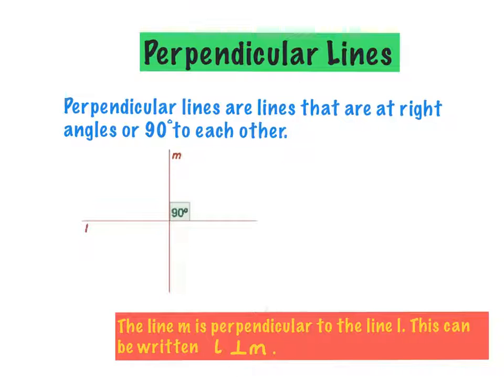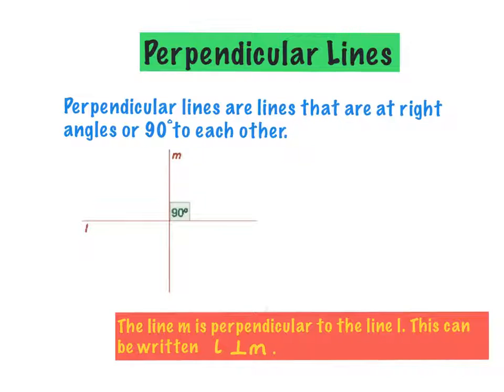So perpendicular lines are lines that are at right angles or 90 degrees to each other. So again, let's have a look at the picture. You have a line M that's going down like this, and then a line L that's going across. And we have an angle here of 90 degrees, or a right angle. And then because we have this right angle, we know that the line M and the line L are perpendicular. And it says here the line M is perpendicular to the line L. This can be written L and then this symbol here, M. So that's what this symbol here means, that the line L is perpendicular to the line M.